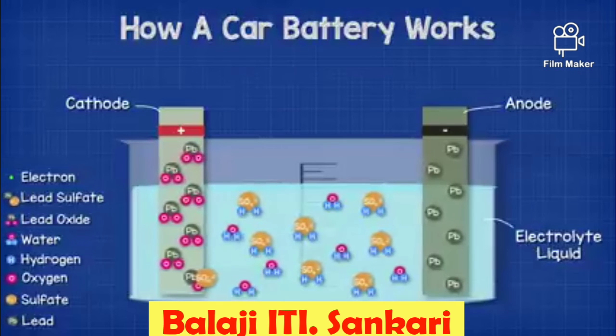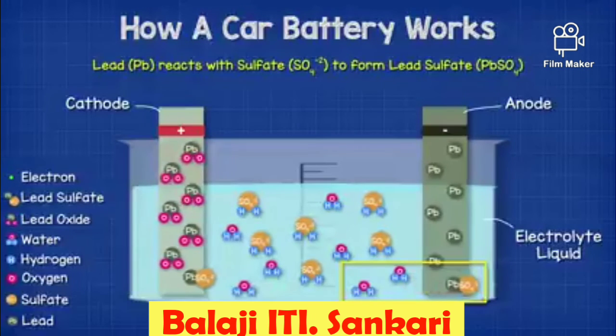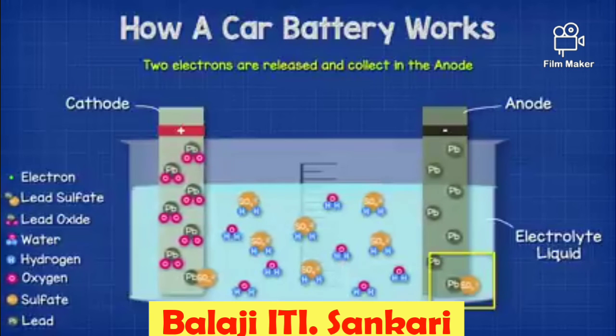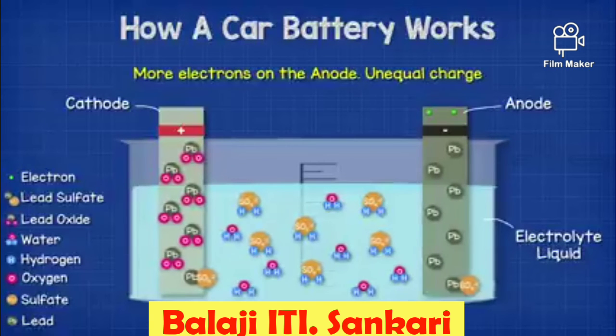At the same time, the lead atoms on the anode are going to react with the sulfate ions in the electrolyte. This reaction will create a layer of lead sulfate around the electrode. During this reaction, 2 electrons are released and collected in the negative terminal. So now we have a buildup of electrons on the negative terminal.